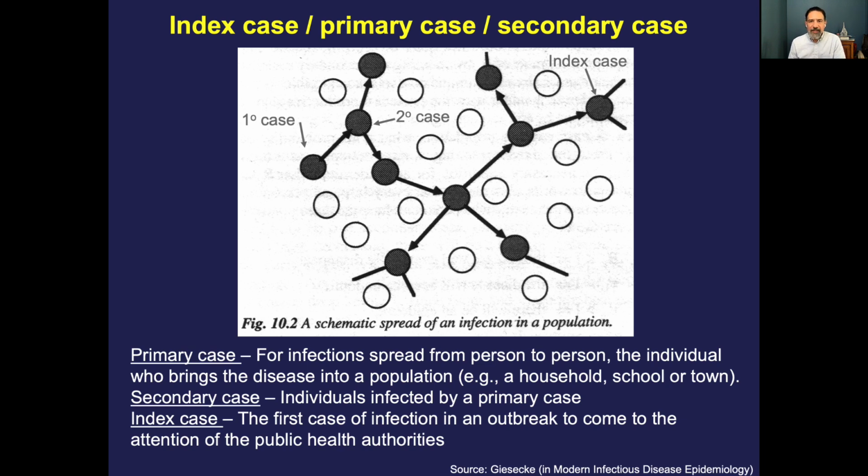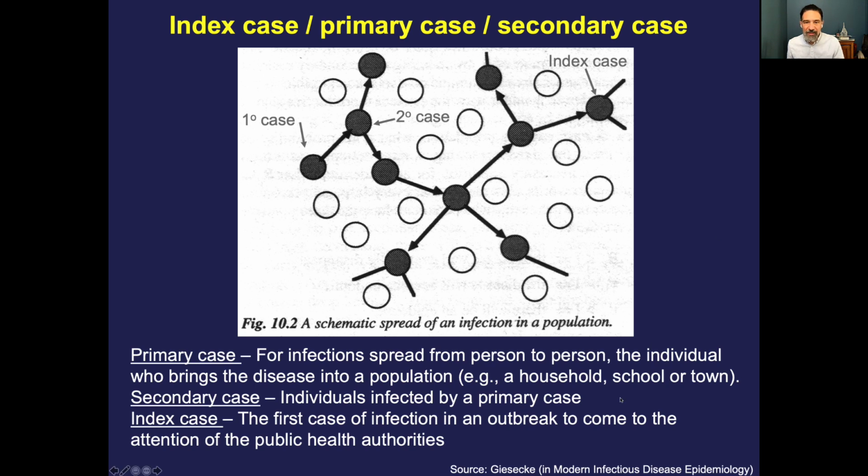A primary case, shown on the left of the schematic, is the person who first introduces the disease into a population, such as the first case to occur in a household or at a school or a town. And secondary cases are those individuals that are infected by a primary case. So there can be tertiary cases also that arise from the secondary cases and so on, representing subsequent generations or waves of transmission from the primary case.